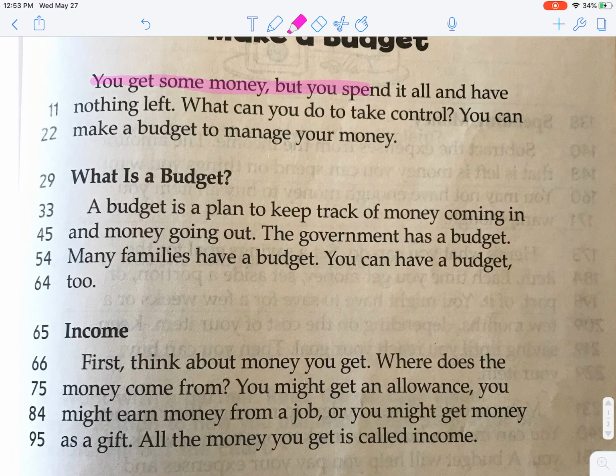You get some money, but you spend it all and have nothing left. What can you do to take control? You can make a budget to manage your money.